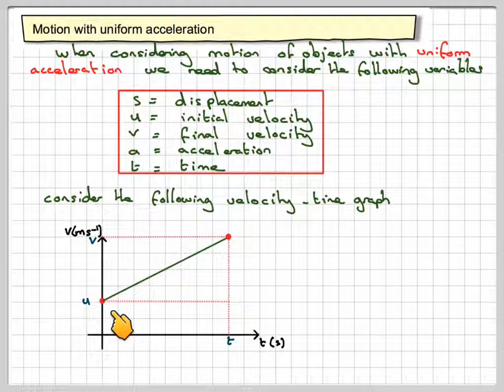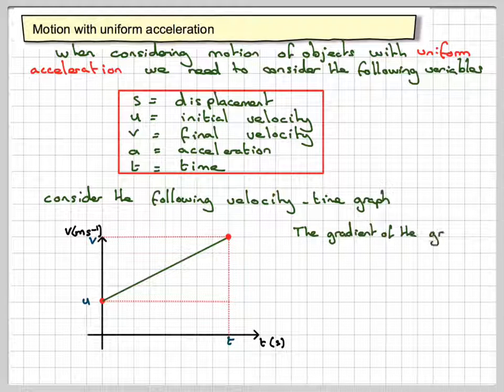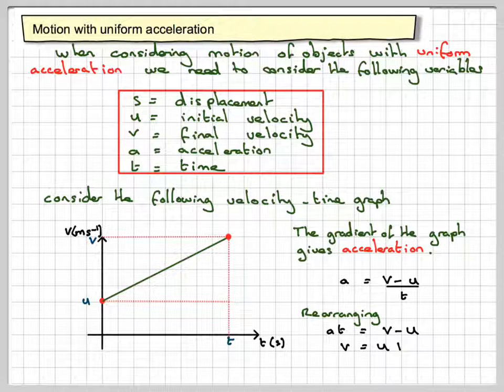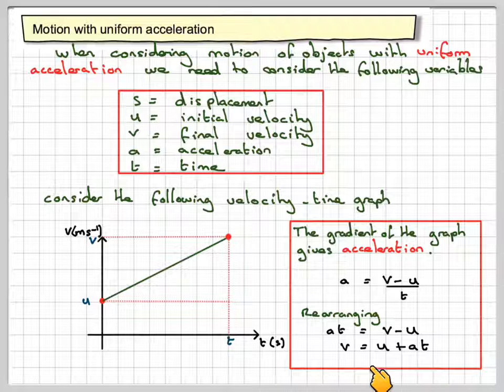The acceleration will be given by the gradient of this line at time t. Right, the gradient of the graph gives acceleration. So A will be V minus U divided by t. So the change here divided by this distance here. This distance is t, and this here is given by v minus u. And then if we rearrange that, we're going to get that v minus u is equal to at, and then we get that v is equal to u plus at, which is the first equation that we need to know.